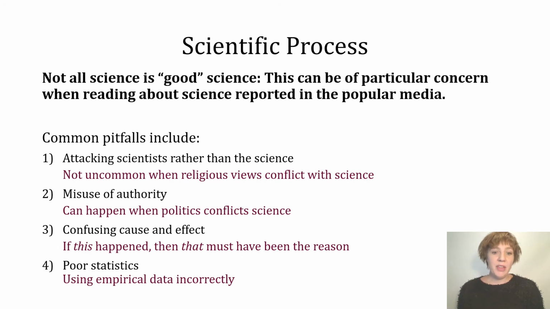Another example that can lead to bad science is poor statistics. So if you collect a data set but you analyze it improperly, then that can lead to interpretations that are just incorrect. Okay, so you have to be really careful with any sort of data manipulation, that you know what you're doing, and are following established procedures to come up with results that are statistically relevant and valid.